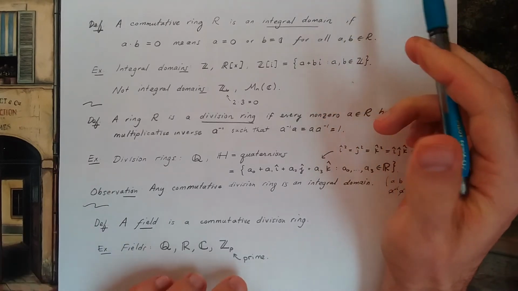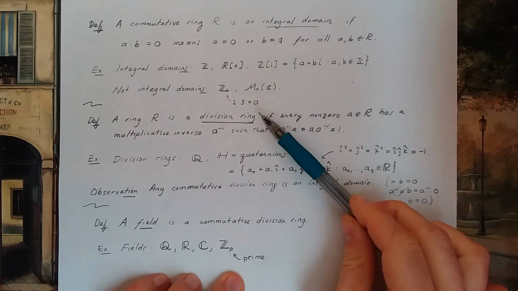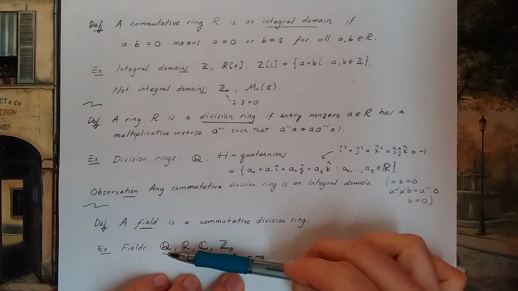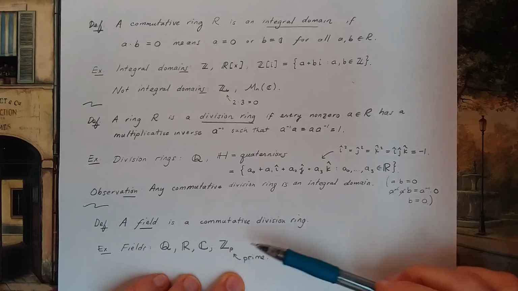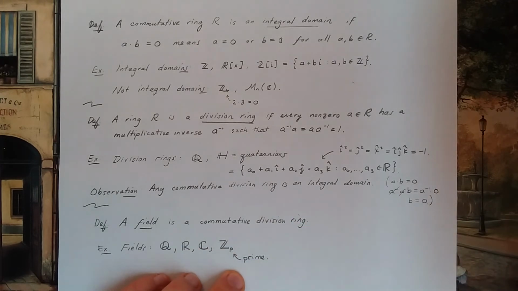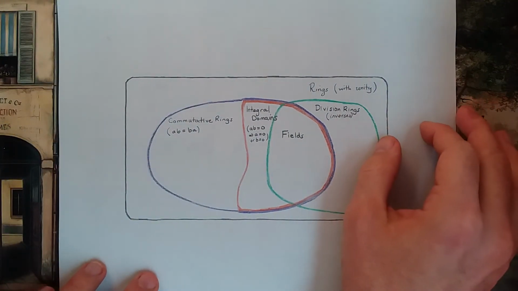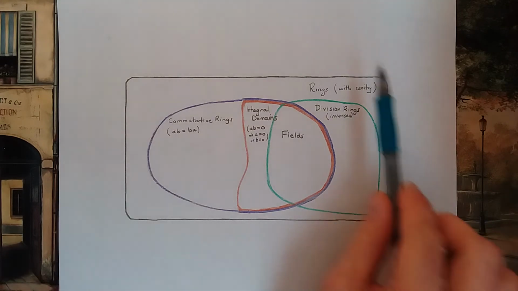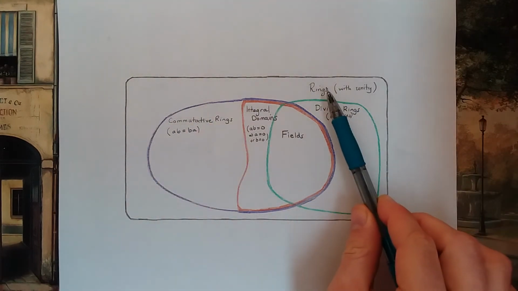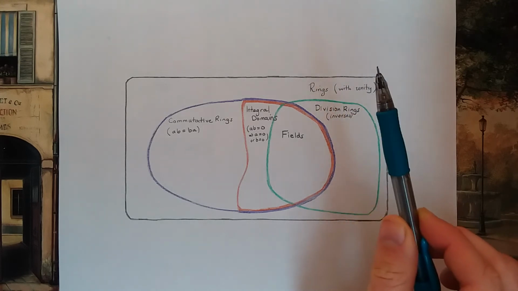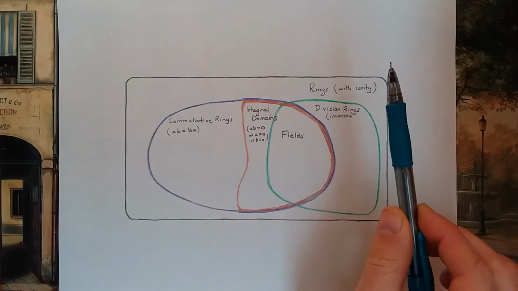So I know we have three new definitions: integral domain, division ring, and field. Field is probably the most familiar to you based on knowing these examples. But I'd like to draw a Venn diagram to kind of help organize what's going on with these three new definitions. So here is a Venn diagram. This big set denotes all the rings in our course. And in our course, our rings are defined to have unity. So there's a multiplicative identity number 1 in the ring.